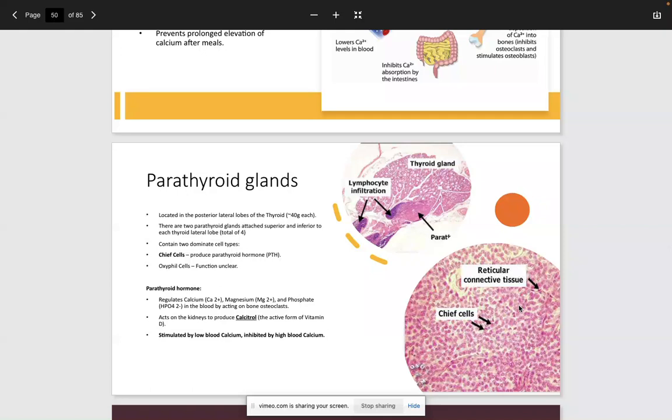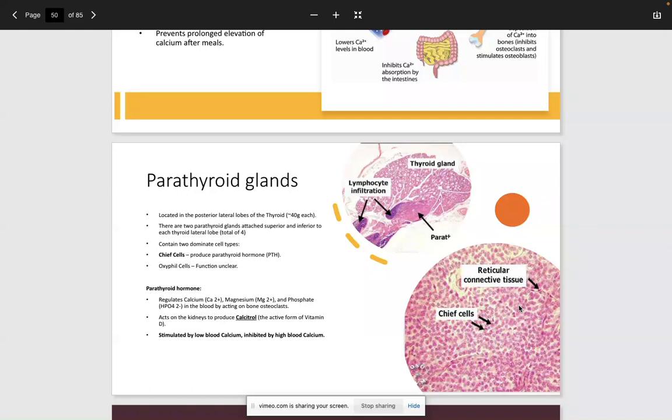So this is beside the thyroid gland. The parathyroid gland is located exactly like the name says, near the thyroid, right? It's located posterior to the thyroid. It has two lobes, just like the thyroid gland. And a lot of times after patients have a thyroidectomy, the parathyroid glands are removed as well because they're so close in proximity to each other.